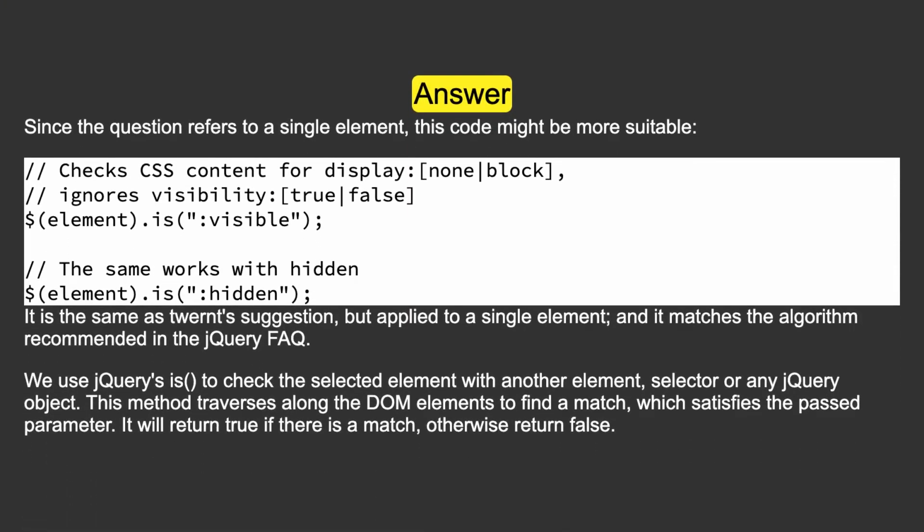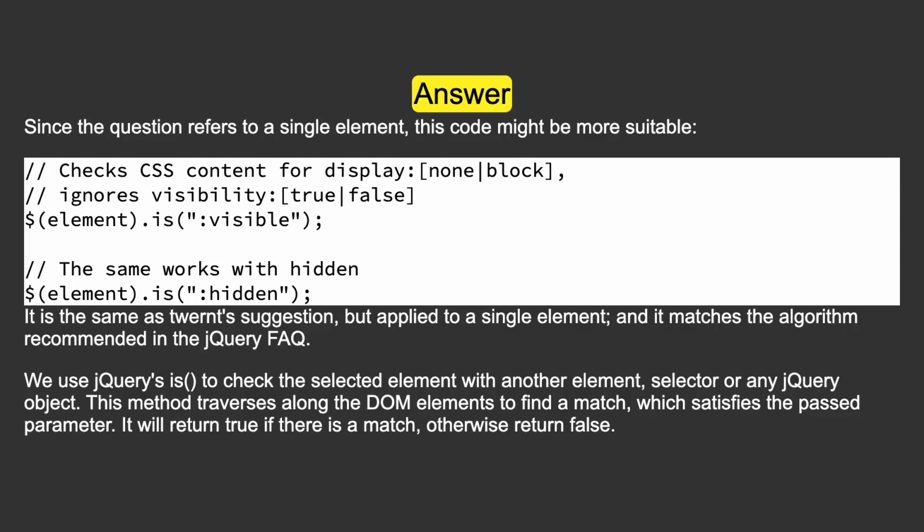Since the question refers to a single element, this code might be more suitable. Check the CSS content for display: none or block, ignoring visibility, true or false. The same works with hidden. It is the same as Twern's suggestion, but applied to a single element, and it matches the algorithm recommended in the jQuery frequently asked questions.